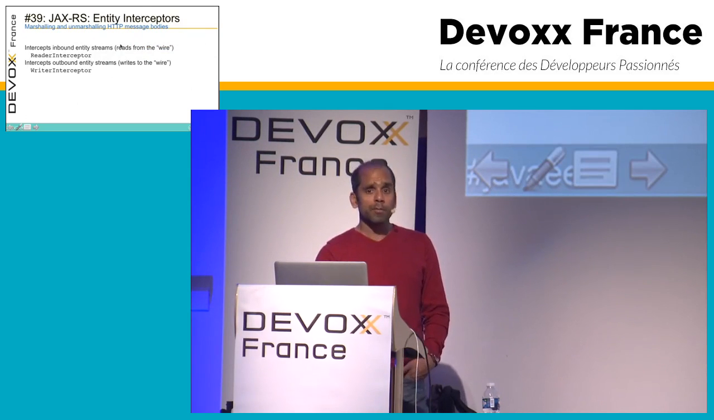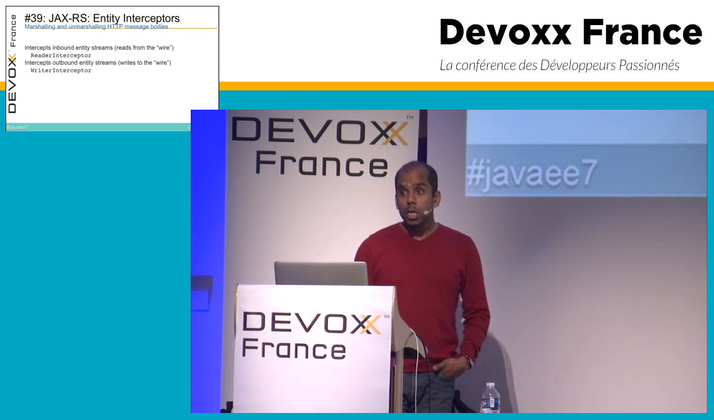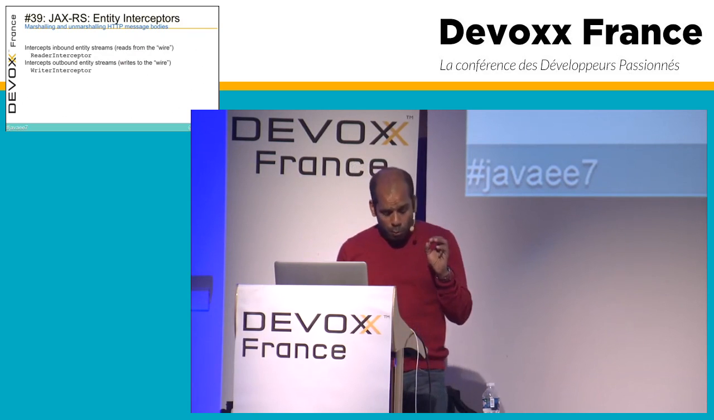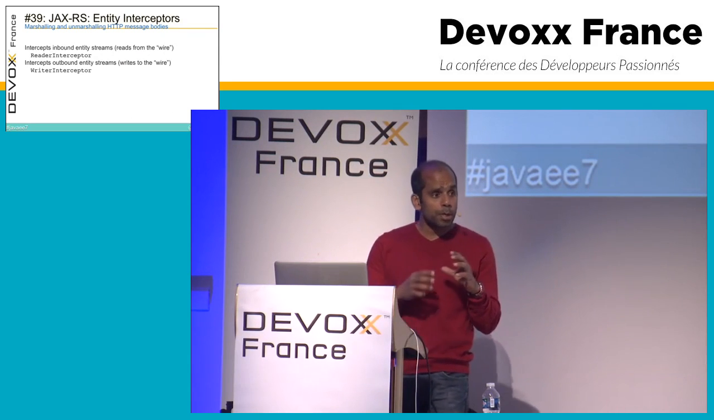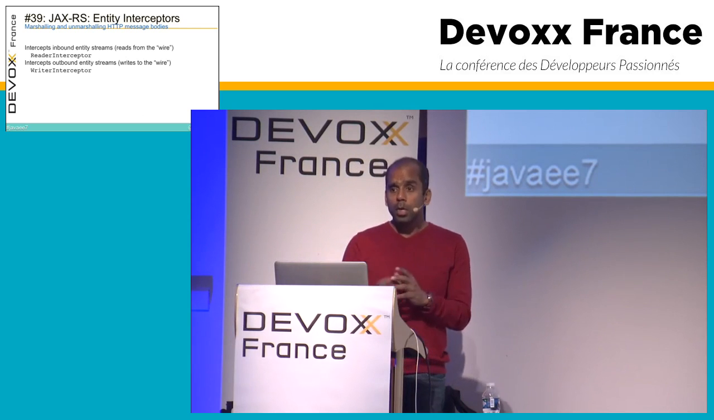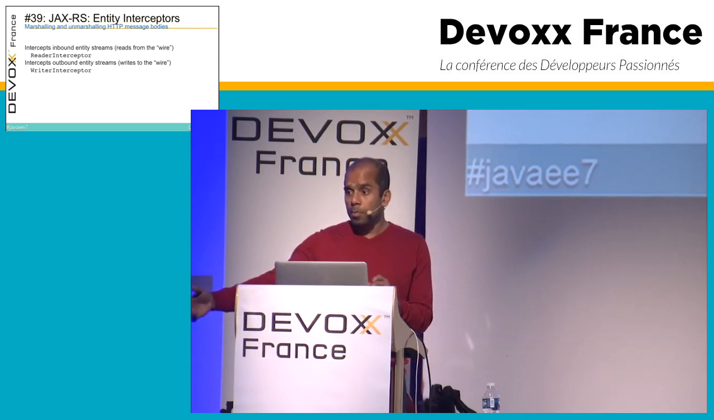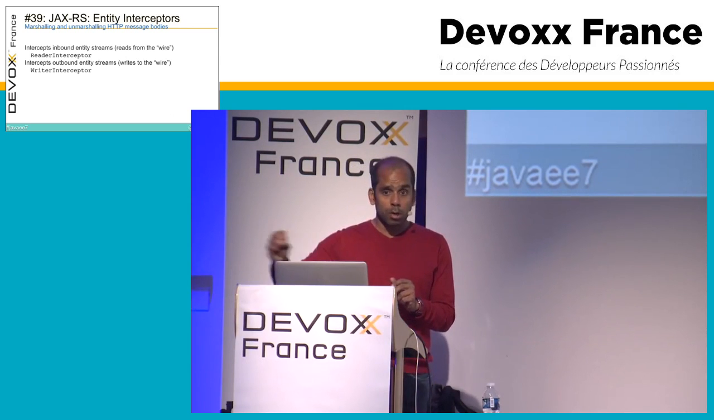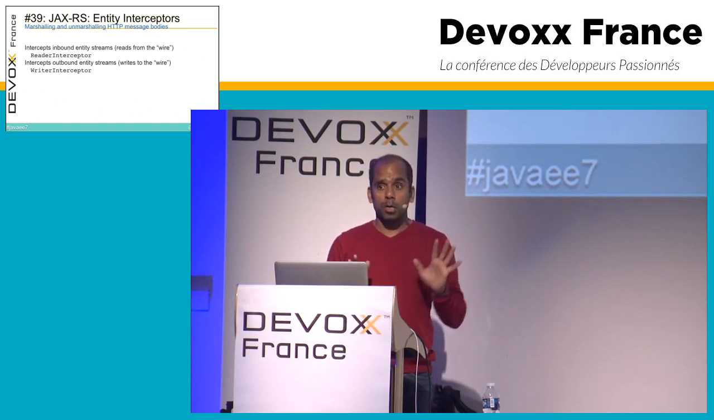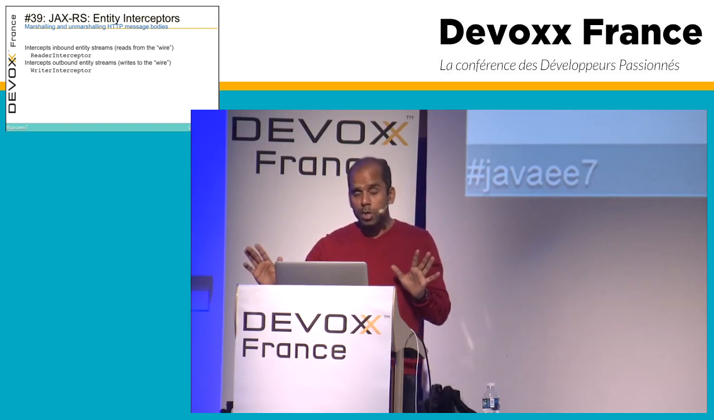Then we also have JAX-RS entity interceptors. These are called on the actual message body. Now remember, if you are using entity interceptors, the entity needs to be bound. And if the entity needs to be bound, it may invoke some of your business processing logic, like either talking to a database or invoking some other service. So that's why the split is important. Filters towards headers, interceptors towards the body.